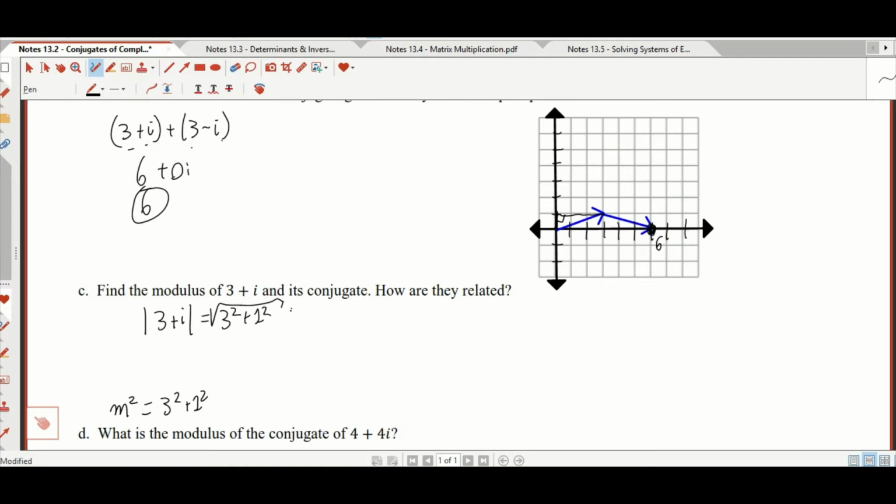Blah, blah, blah. You mind if I do that? You do? I'm sorry, we're doing it. Which is the square root of 9 plus 1, which is the square root of 10.